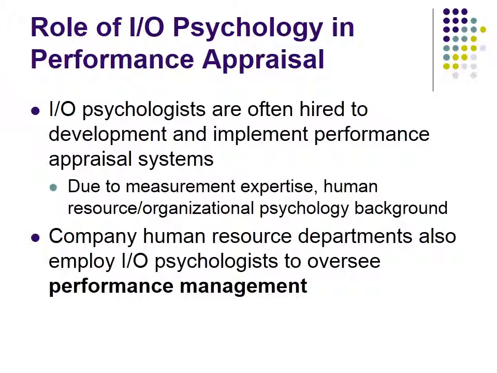Company human resource departments also employ IO psychologists to oversee performance management. So we're going to talk a little bit about performance management across the next two slides. The difference between a performance appraisal system and a performance management system is a performance management system includes a good, valid, and reliable performance appraisal system, but it takes it one step further and actually fully integrates this idea of review or developmental feedback. It creates a system of the measurement of performance, the delivery of the feedback about that performance, actionable goals for that employee to work towards, followed by additional performance appraisal to see if they've actually gotten better.